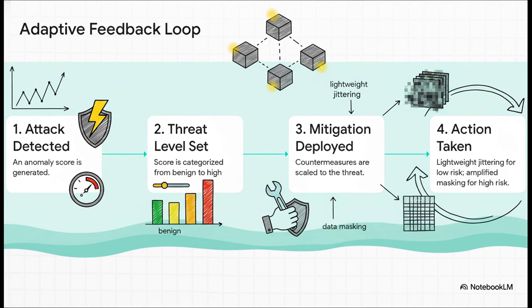So here's how that adaptive feedback loop actually works. First, the model detects an anomaly and spits out a score. Second, the DOM assigns a threat level, anything from benign to high risk. Third, it deploys a countermeasure that is perfectly scaled to that threat. So for a low-risk event, that might just mean applying some lightweight traffic jittering to disrupt patterns. But for a severe threat, it's going to escalate to amplify data masking to protect network integrity. The response is always proportional, which maximizes your protection while keeping operational overhead to a minimum.